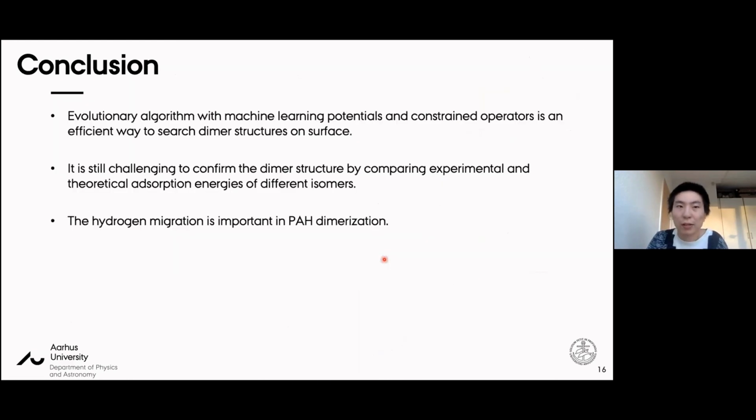So in conclusion, I just demonstrate that our method is capable of finding a good dimer structure on the surface. And the TPD for this dimer system is just not sensitive enough to distinguish these isomers. And also I have highlighted the importance of the hydrogen migration during the dimerization.